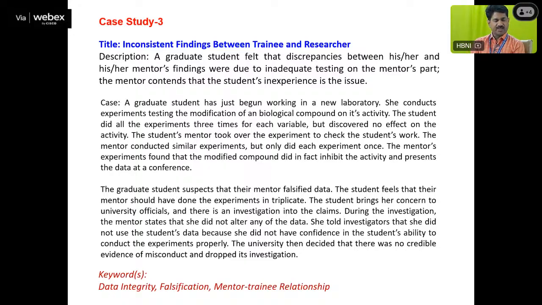During the investigation, the mentor states that he has not altered any of the data. The mentor told the investigator that the student's data should not be considered because the mentor has no confidence in the student's ability, because the student is new and the student's ability to conduct the experiment properly is questionable. So the university then decided that there is no credible evidence of misconduct and dropped the investigation.